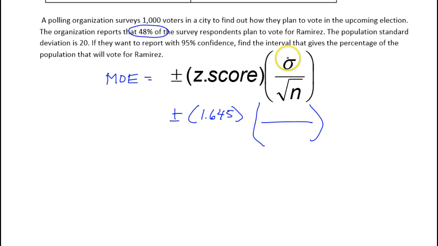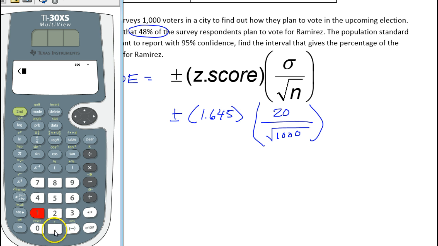Now, the standard deviation, we're told, is 20. And we need the square root of the sample size. Well, they surveyed 1,000 voters, so that is the sample size. If I put this in my calculator, it will tell me the margin of error. So let's see, 1.645, and then I've got 20 over the square root of 1,000.